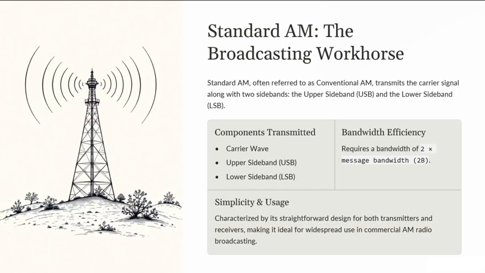Standard AM. First, let's understand standard AM. In standard AM, we transmit three components, that is the carrier, the upper sideband, and the lower sideband. So everything is sent. Because of this, the required bandwidth is twice the message bandwidth, that is 2B. The main advantage of standard AM is its simplicity. Both transmitter and receiver are simple, which is why it is widely used in AM radio broadcasting.